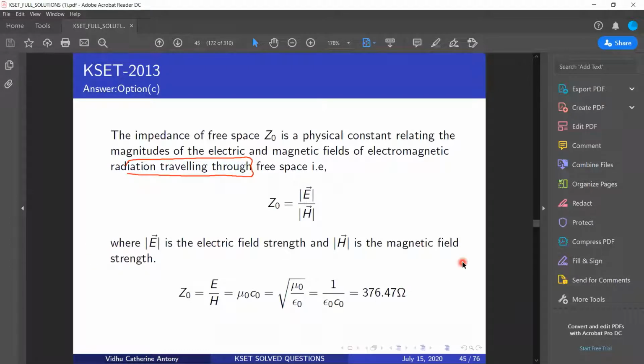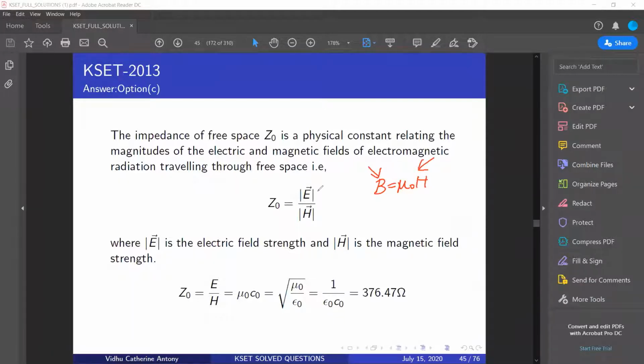Okay, so the definition of the characteristic impedance of space, denoted by Z naught, is a physical constant which relates the magnitudes of the electric and magnetic fields of electromagnetic radiation which travels through free space. So you're looking at Z naught, which is equal to the ratio of the magnitudes of your electric and magnetic fields. This is basically magnetic induction, not exactly magnetic field. Okay, it's B. The difference is that B is actually written as mu naught H, right? So this is your magnetic induction, and this is your magnetic field.